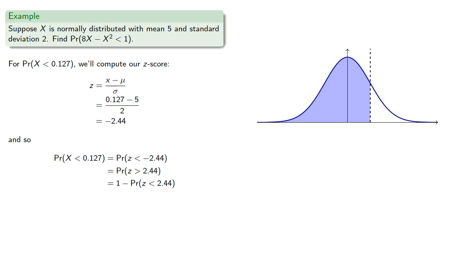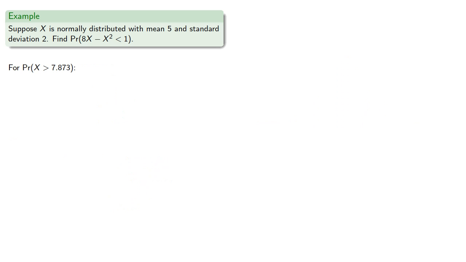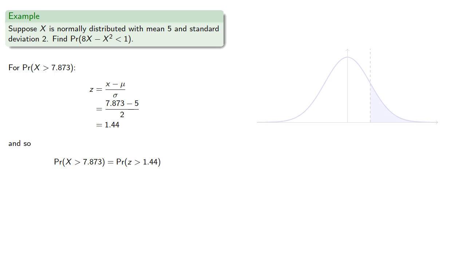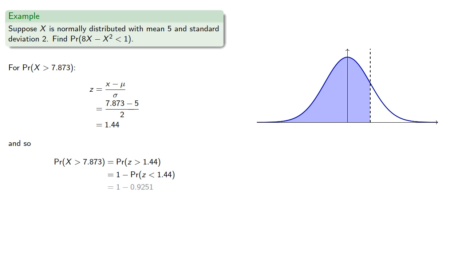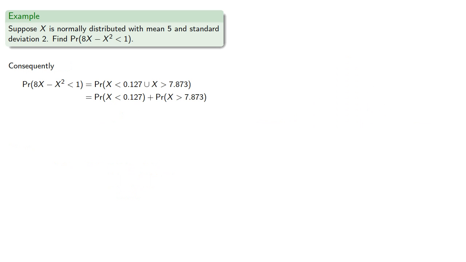which we can look up in our table, and we find the value. For the other value, we find a z-score. And so that's the probability z is greater than some value, which is complementary to the probability that z is less than that value, which will be the following, and so we can add them together to get our final probabilities.